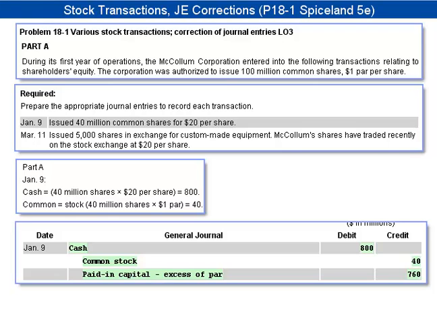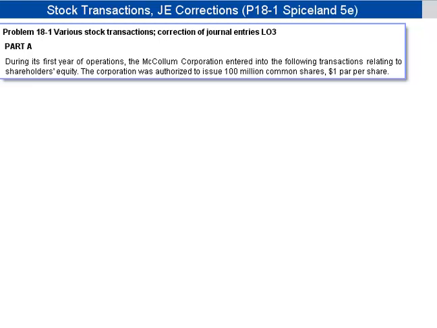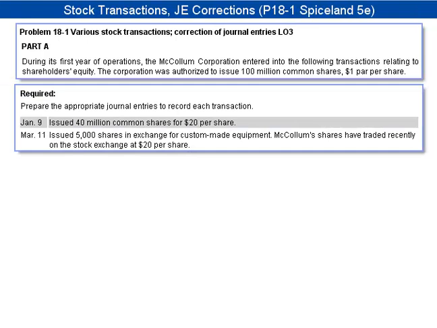Next, we'll tackle the March 11th transaction. Let me put that transaction back on the screen for you. Okay, so now it's back on the screen, and on March 11th we issued 5,000 shares in exchange for custom-made equipment, and the shares traded recently at $20 per share.